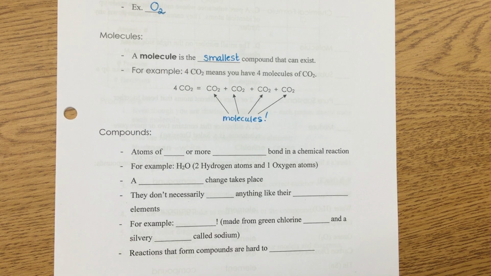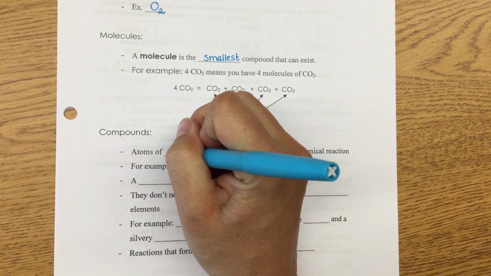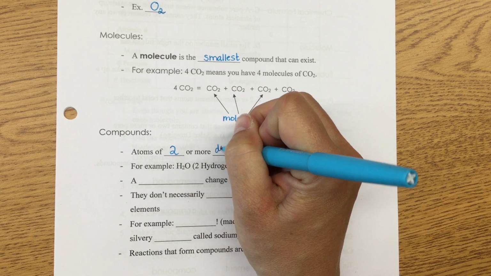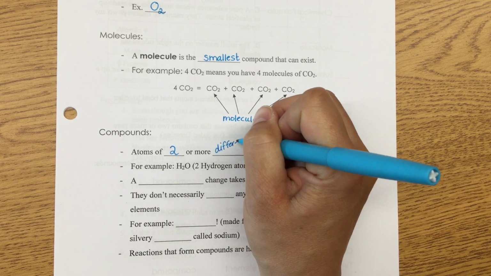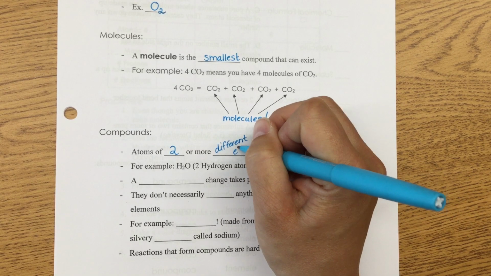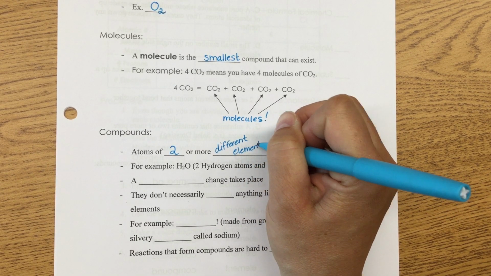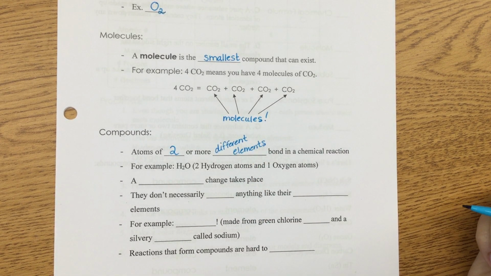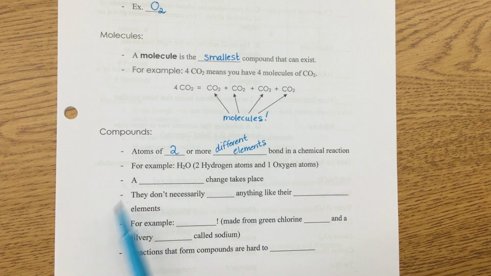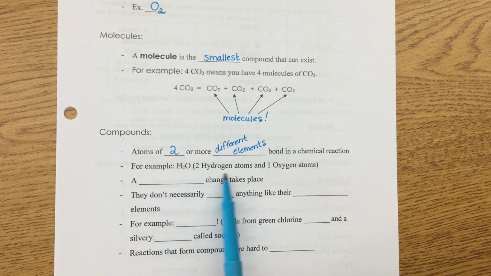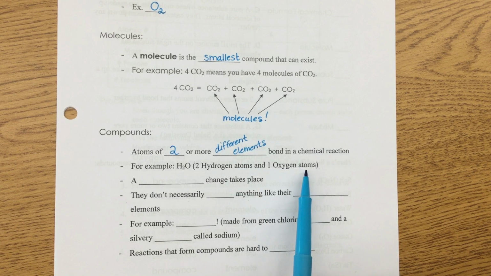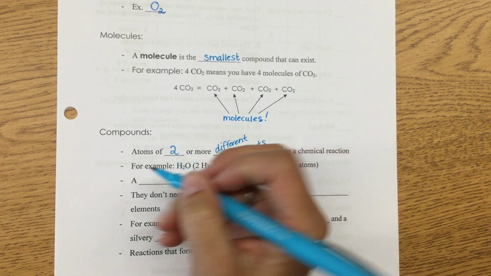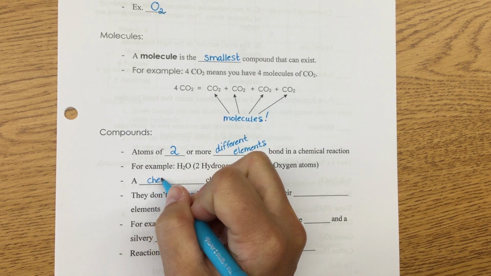Okay, now what are compounds? Okay, compounds are atoms of 2 or more different elements, sorry, the space is a little small, bonded in a chemical reaction. So for example, H2O, which has 2 hydrogen atoms and 1 oxygen atom. Okay, a chemical change takes place.